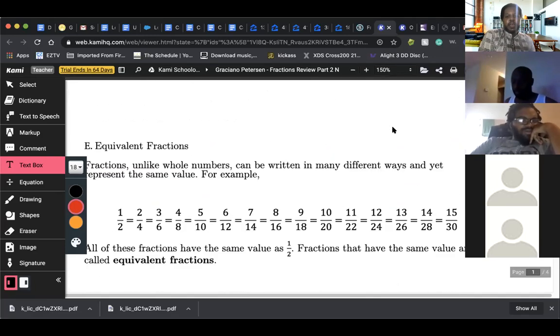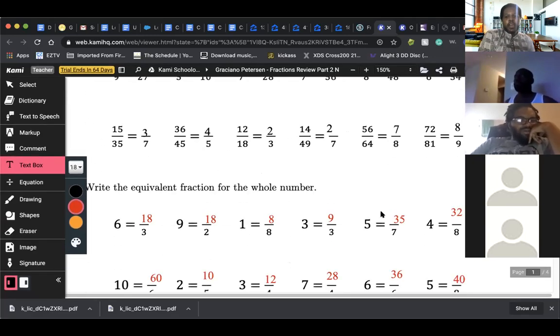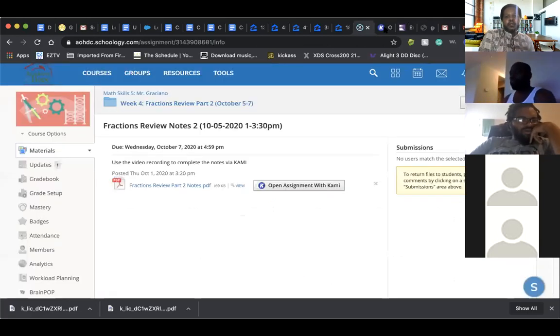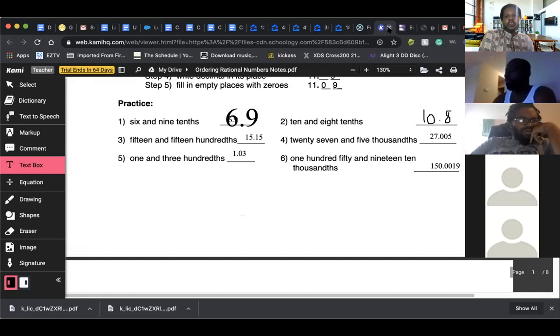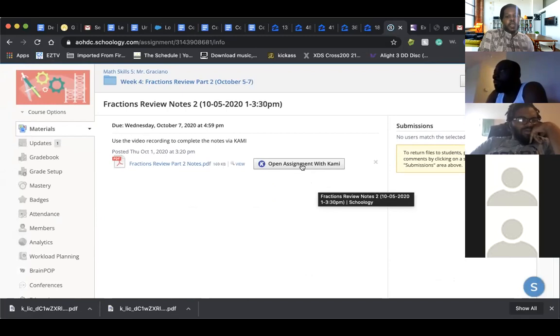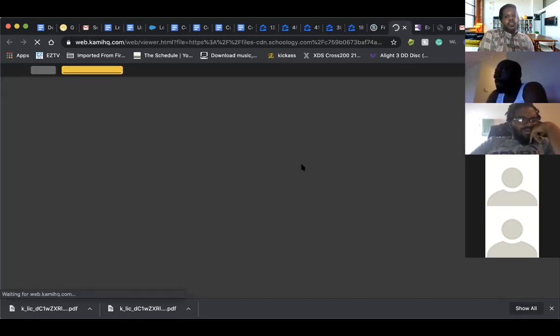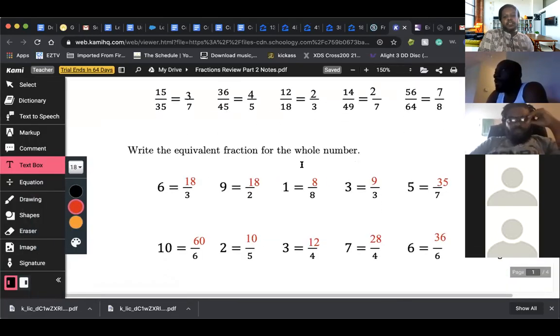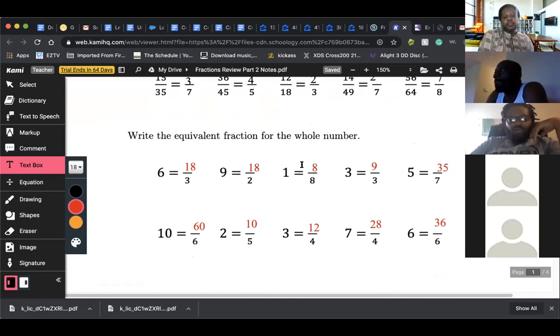So I'm in my Kami already. You see all these things that I have written down here. I'm going to close it, right? Just like I would close my browser any day. I'm just going to close it and pretend like I never had it open ever. Now I'm going to go back to my Schoology and open it again, right? So I'm just going to click open with Kami, and it's going to pop back up exactly how I left it. See, all my notes are still there.